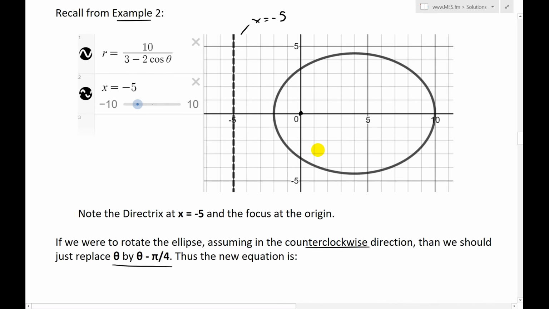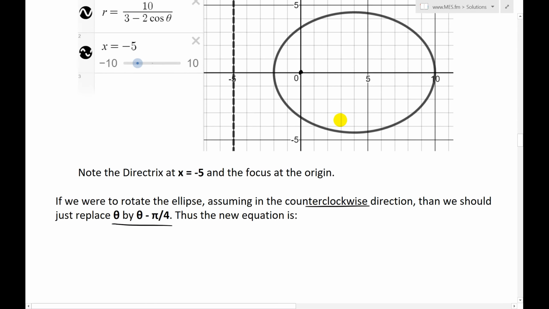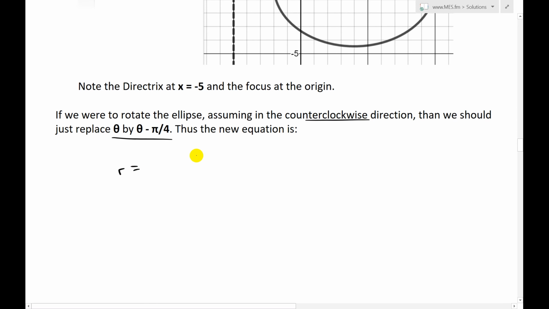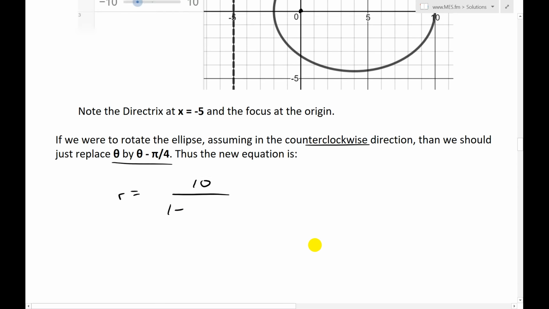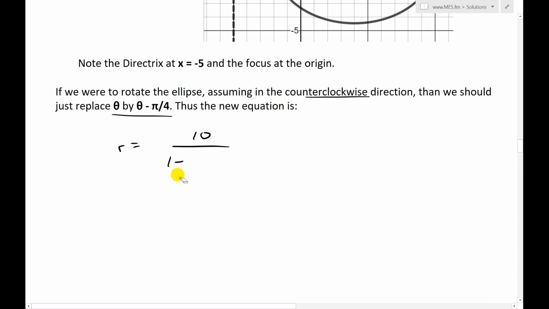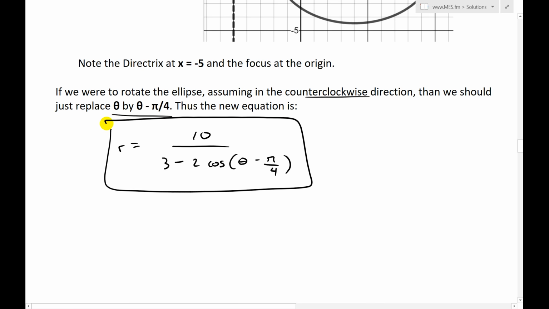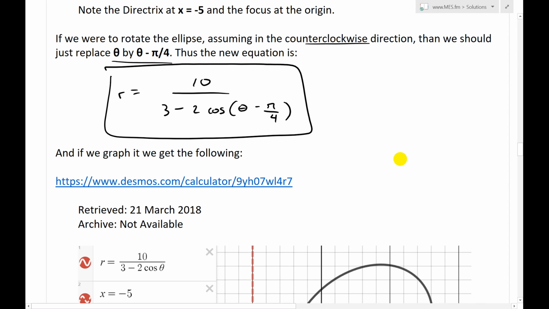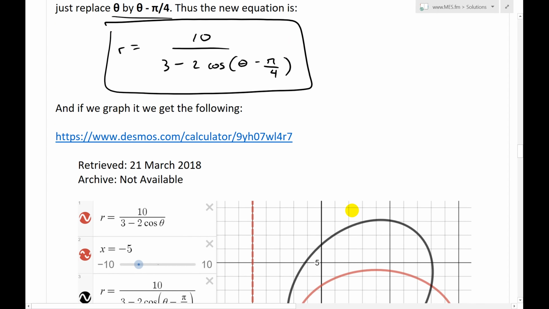So thus the new equation is r equals 10 over, not 1, 3 minus 2 cosine of theta minus pi/4, like that. So there is our new equation, rotated by pi/4. In fact, it doesn't get much easier than that in polar equations. Just replace it and you're done.